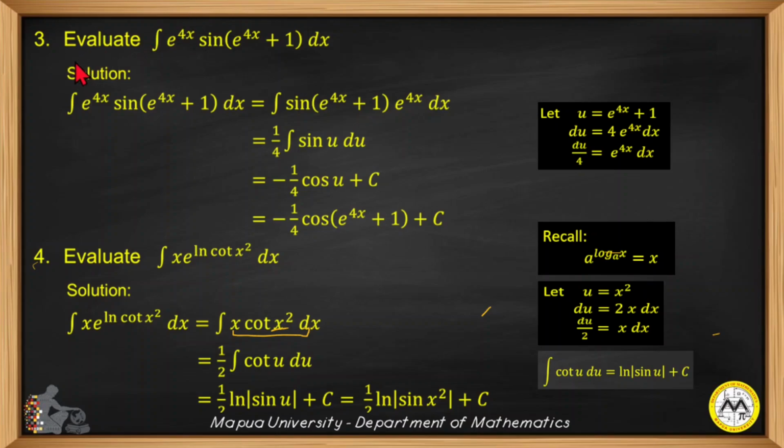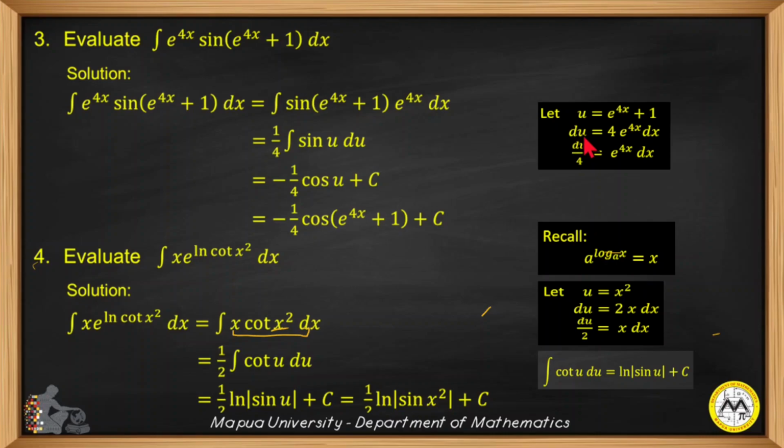Okay, so let's have another example. Suppose we are asked to evaluate the integral of e to the 4x sine of e to the 4x plus 1 dx. Observe that this is a combination of exponential and trigonometric. But if you look at their arguments, the argument of sine is more complicated than the argument of the exponential function. So in choosing your u, you choose the one with the complicated argument. So in this case, we let u be the argument of sine, which is e to the 4x plus 1.